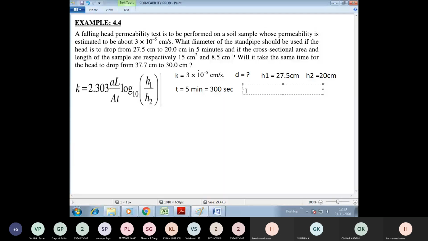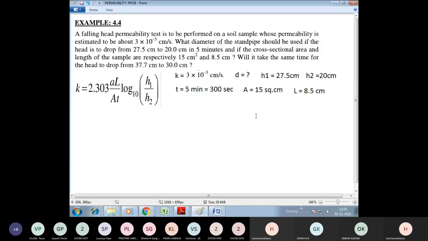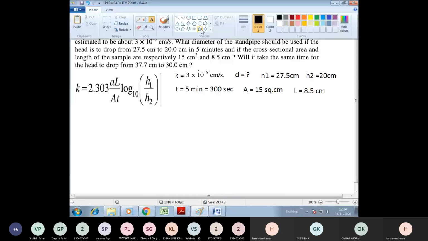Next, the cross-sectional area of the sample is directly given. It is 15 square centimeter. The length of the sample is also given directly. It is 8.5 centimeter. Length of the sample is denoted as L, and it is, sorry, 8.5 centimeter. So this is the first part of the question. You have to find D.